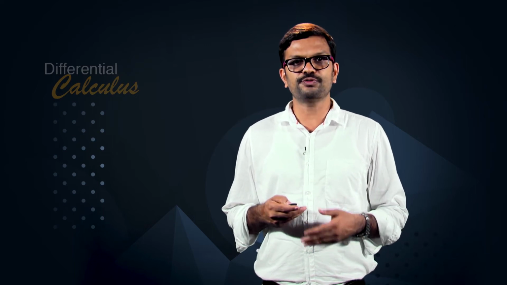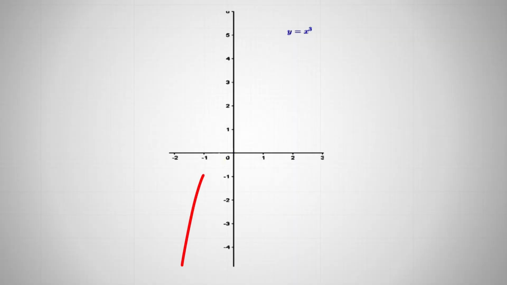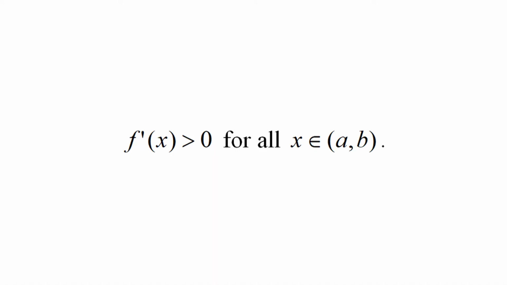The converse of this is not true. In fact, f(x) = x³ is strictly increasing on the interval −1 to +1. However, f'(0) = 0. Thus, f strictly increasing on the interval (a, b) does not imply f'(x) is strictly positive for all x in the interval (a, b).